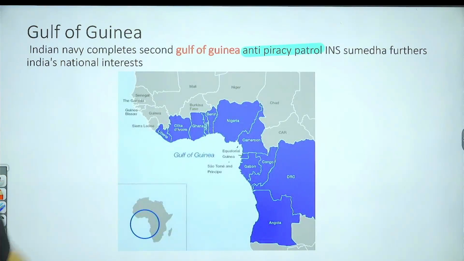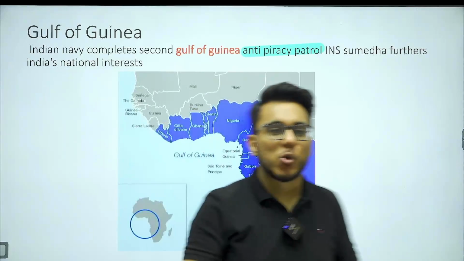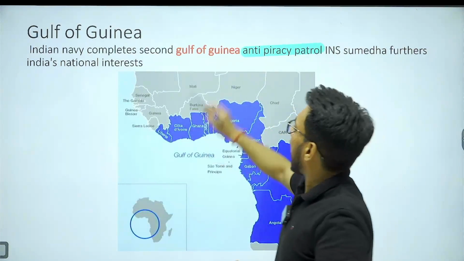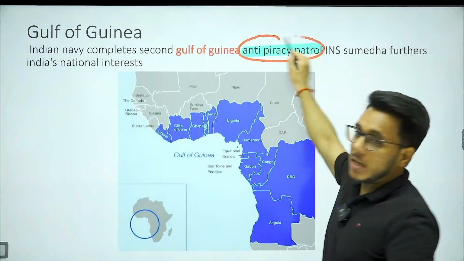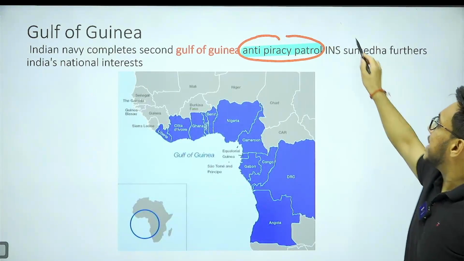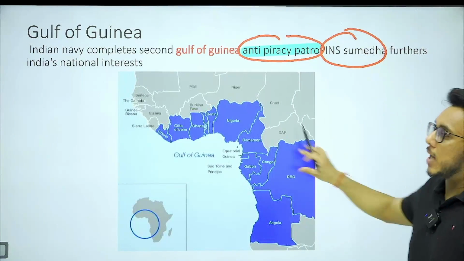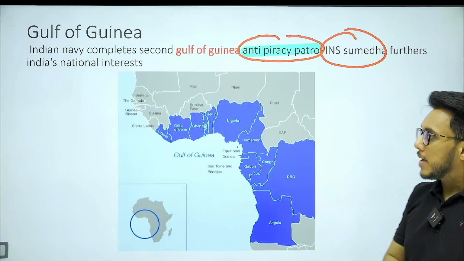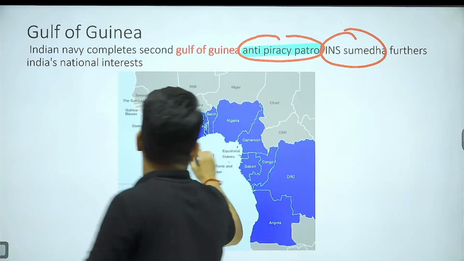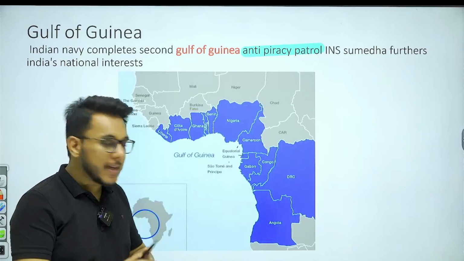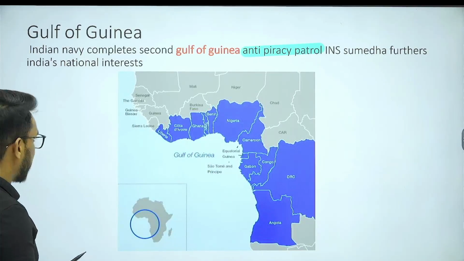Then next is Gulf of Guinea. Now, why was Gulf of Guinea in news? Because recently anti-piracy patrolling has been done by INS Sumedha in Gulf of Guinea. Now, this is Gulf of Guinea. So let's see the countries which border Gulf of Guinea.